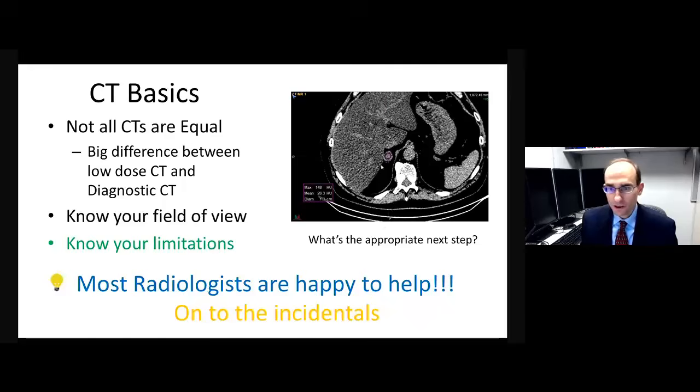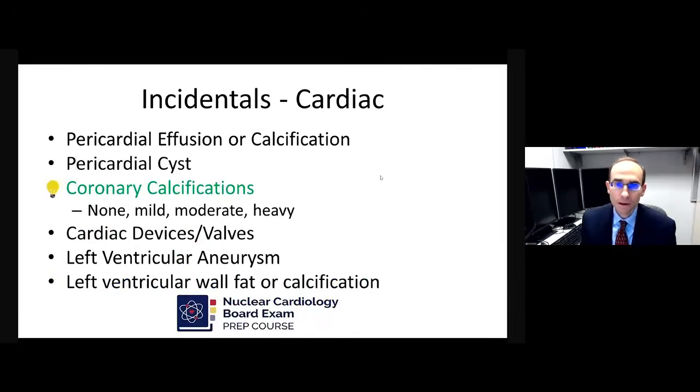And then finally, I think it's really important to know your limitations. So for instance, in this case, we have an adrenal nodule here, but what's the next appropriate step? And it's okay if you don't know. Most radiologists are just a phone call away and are happy to help. So let's move on to some of the incidentals that you might see. And what I've done is I've broken these up into different organ systems.